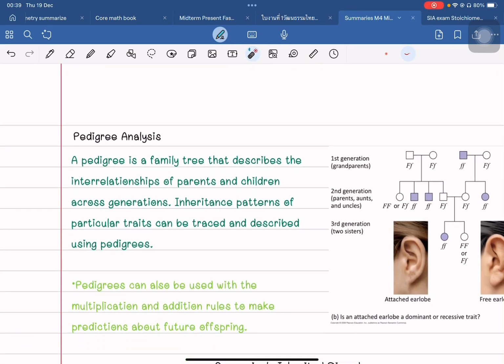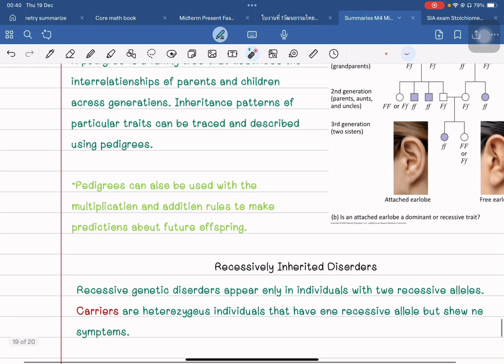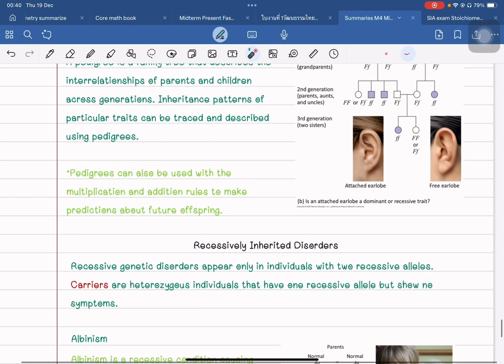Next is about pedigree analysis. A pedigree is a family tree that describes the interrelationship of parents and children across generations. Inheritance patterns of particular traits can be traced and described using pedigrees. Pedigrees can also be used with the multiplication and addition rules to make predictions about future offspring.